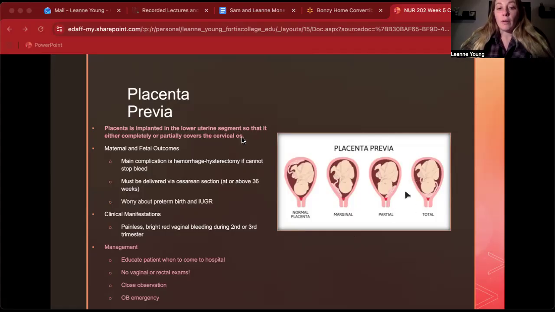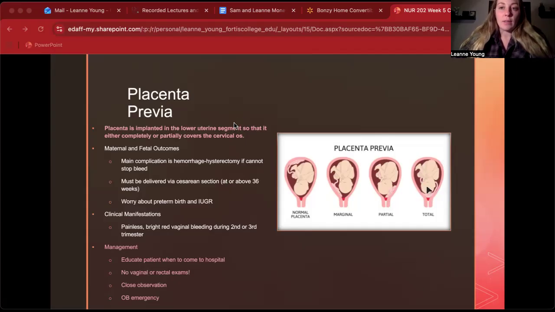And then a total previa. This placenta is completely covering that cervical opening. And that's dangerous. We'll talk about why. So the main complication is hemorrhage. And a hysterectomy. Okay. So if mom delivers and is bleeding and bleeding because of this placenta previa, these patients have to deliver via C-section. If you have a placenta over the cervical opening, you cannot safely labor because we run the risk of this placenta abrupting off of the uterine wall and being delivered before the baby.